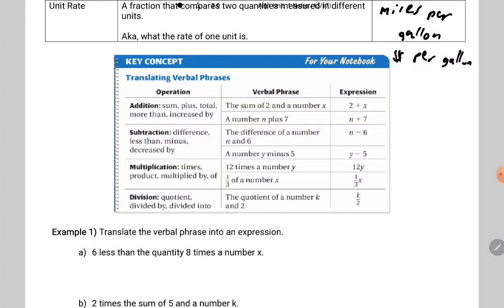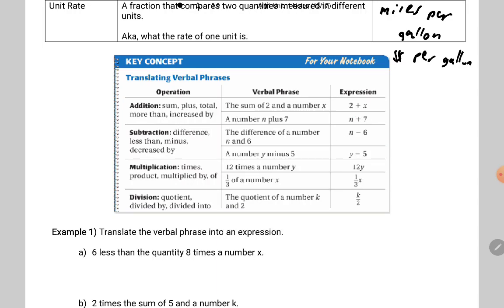So addition. We say add, it has multiple names. We have sum. Whenever you hear the word sum, it means to add them together. Plus. Total. More than. So 2 more than 3 is 5. Increase. So 2 is increased by 3. Some examples: the sum of 2 and a number x is 2 plus x. A number n plus 7.